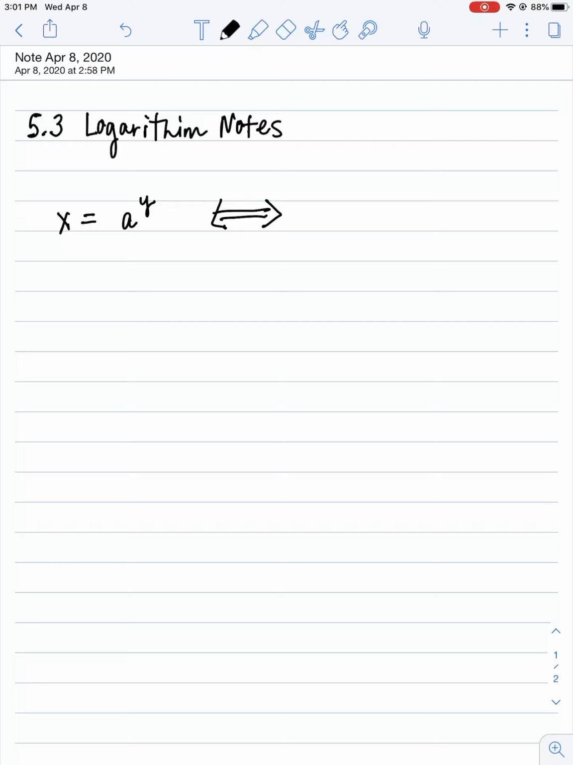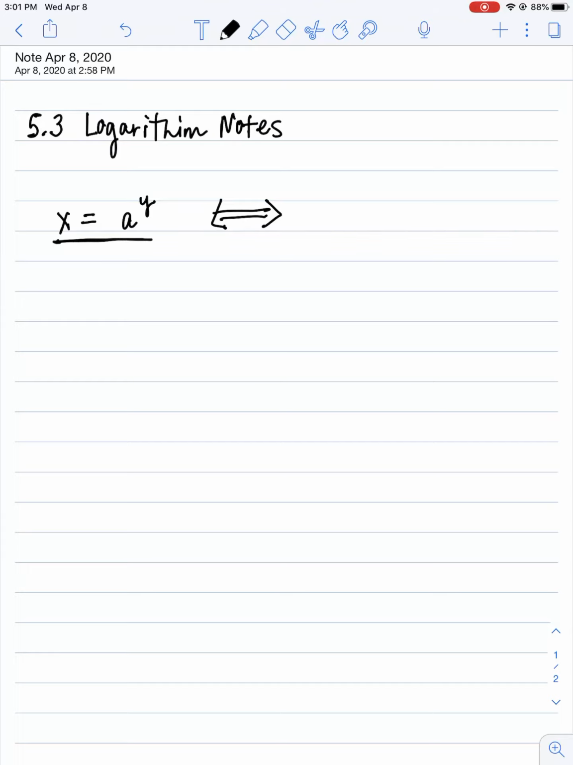You are now on section 5.3, which is really getting into some logarithm notes. And so I decided to make this video to try to explain some of the concepts, because sometimes when students see the word logarithm, they get kind of intimidated.